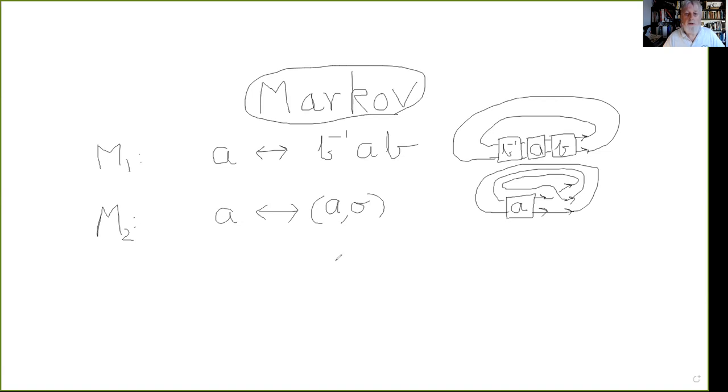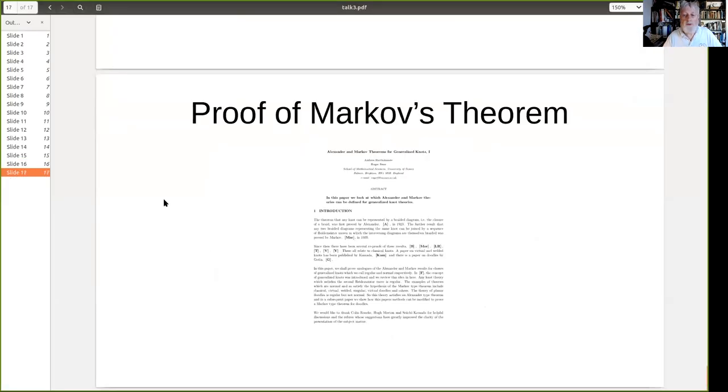Everyone has their own version of this, and for me, there are many proofs in the literature, but I naturally will favor my own proof, which I did with Andy Bartholomew. People may not agree, but you can find this paper here, which proves Alexander and Markov's theorems for generalized knots. It has been accepted for publication, hasn't come out yet, but it's in the archive.